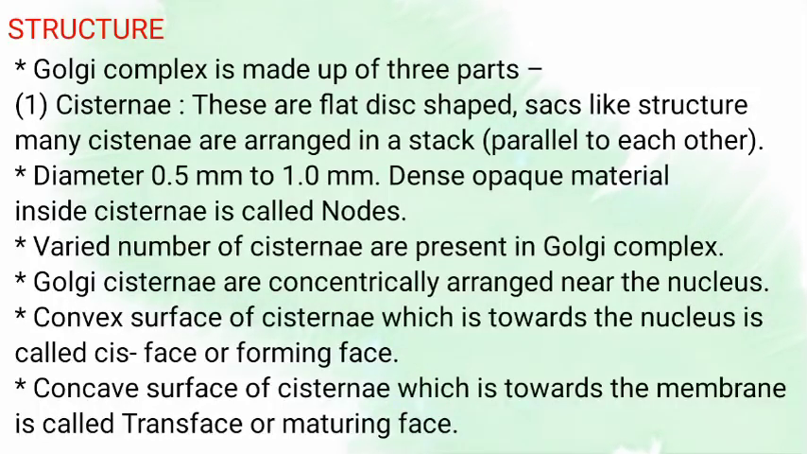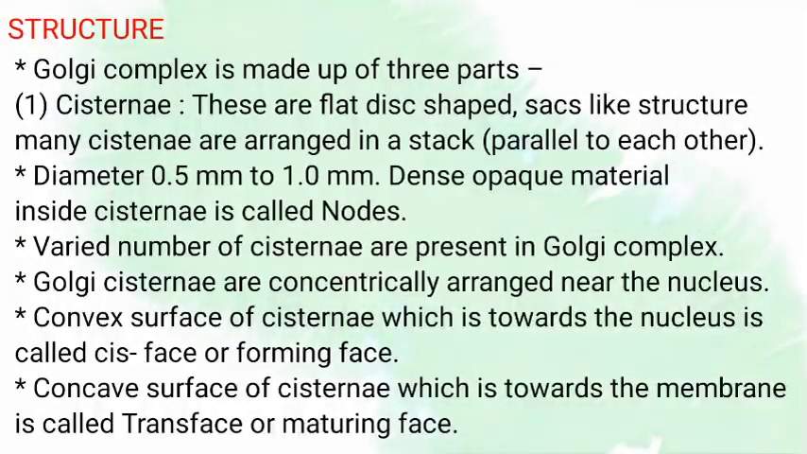Structure of Golgi bodies. Golgi complex is made up of three parts. Number one, cisternae. These are flat disc-shaped sac-like structures. Many cisternae are arranged in a stack parallel to each other. The diameter of cisternae is 0.5 micrometers to 1 micrometer. Dense material inside cisternae is called nodes. Various numbers of cisternae are present in Golgi complex. Golgi cisternae are concentrically arranged near the nucleus.